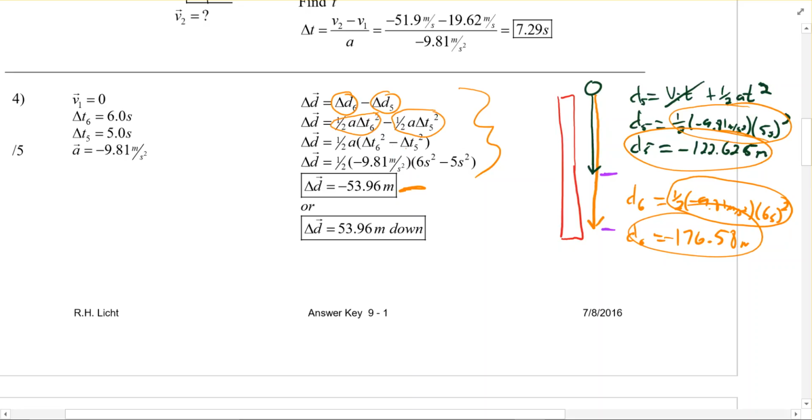And then all we did was factor out 1/2 a out of that. That's what happened here. So if you remember your math with factoring, we're then able to put those numbers in and you get the same number. But really the big concept, if you don't want to do the more math-intensive way like that, you would just go d6 minus d5. Just find d6, find d5, and then subtract them. And that's kind of what I did over here. All right, let's carry on to 5.